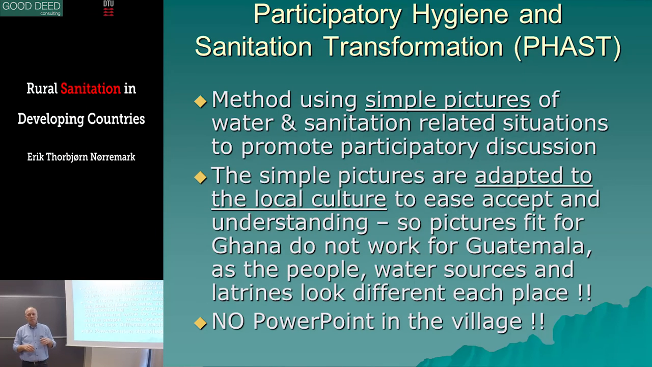Also, the water source might be constructed in a different way. The latrines look different. So it has to be made specifically for your purpose. And then you have to remember that in the villages, they don't have PowerPoint. So it has to be printed on papers of a size that can actually be used in a group.